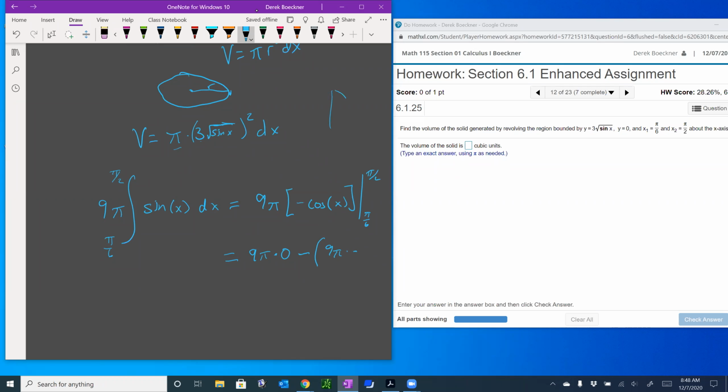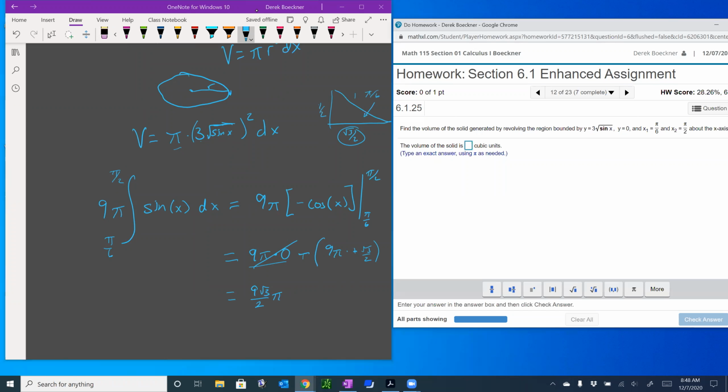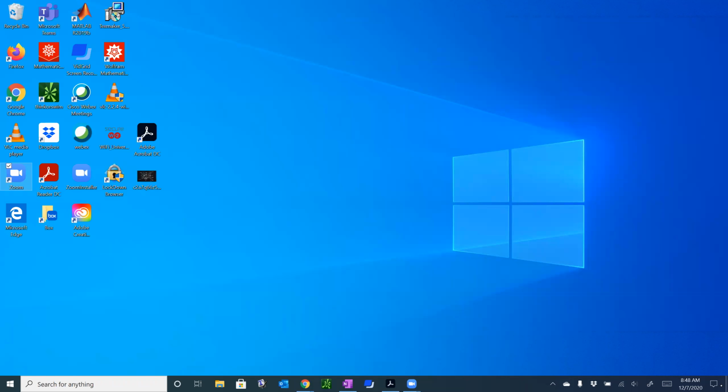Let me draw the triangle because I always forget about these. Pi over 6 is the thin one. So this is the short side. This is 1 over 2. This is the square root of 3 over 2. Cosine's adjacent, so it's the square root of 3 over 2. So it's the minus square root of 3 over 2. Minus and minus become a plus. That goes away. So this is 9 square roots of 3 over 2 pi.